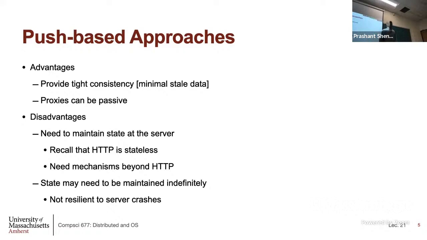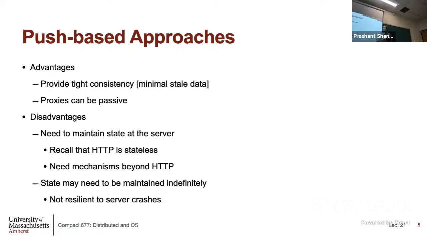The disadvantage is you have to keep state at the server. What is the state? The server has to keep a list of all the proxies, and which of these proxies have what web pages cached at them, because whenever any of the pages the server has changes, it has to send a message to the proxy. Potentially you have to keep this state for a long period of time because you don't know when you can remove a proxy from that list. So potentially you could have to store this indefinitely. The state at the server can keep growing over time as new proxies fetch web pages from the server and get added to the list.